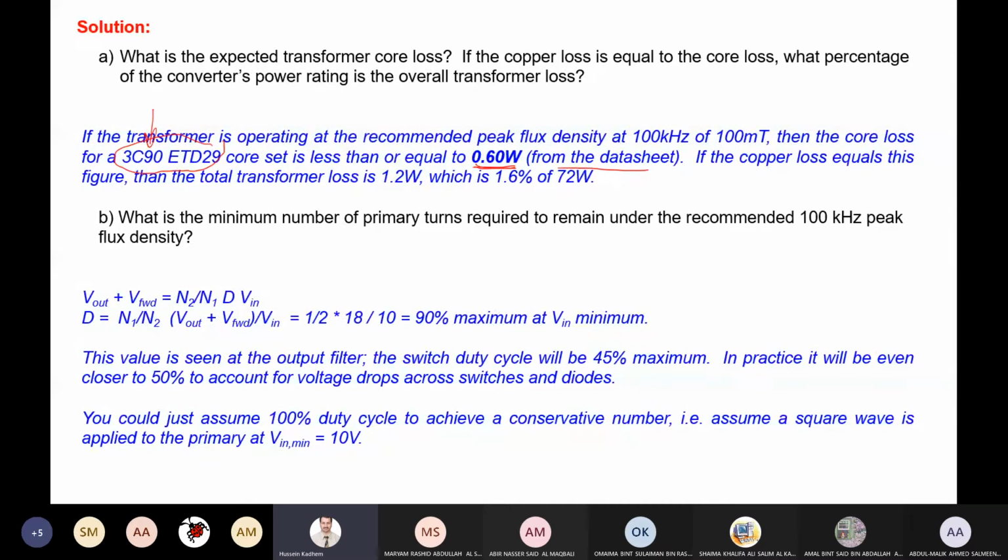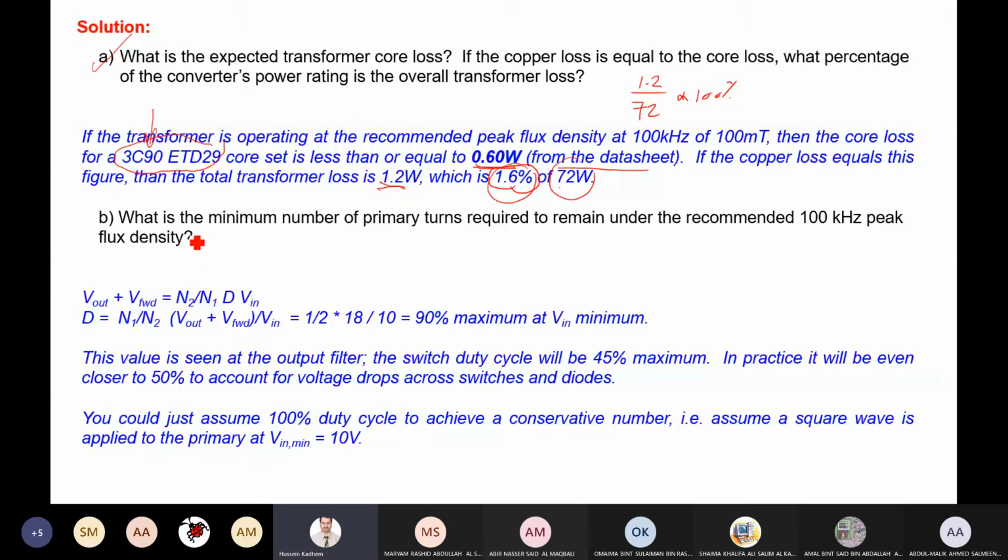The copper losses, he told me, are equal to the core losses. Since the core loss is 0.6, the copper loss is also 0.6. 0.6 plus 0.6, how much? 1.2. Great. Now, how much does this represent as a percentage? I will say 1.2 divided by 72 times 100%, it will give 1.6% altogether. So from this 72, I lose 1.6%, which is 1.2 watts. This is the first part. Part A is already completed.